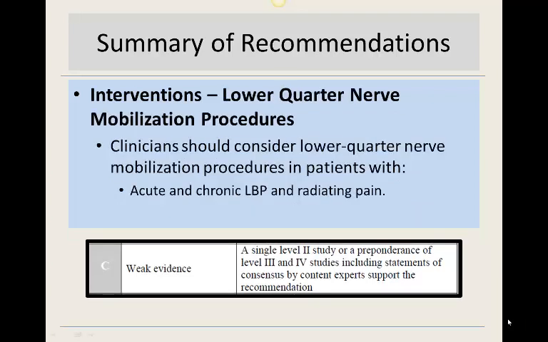There is weak evidence to support lower quarter nerve mobilization procedures. However, clinicians should consider using lower quarter nerve mobilization procedures in patients with acute and chronic low back pain and radiating pain.